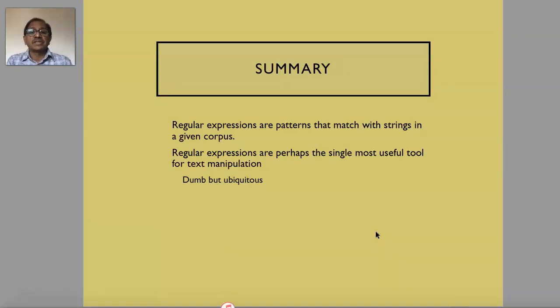Summary. What have we learned? We have learned that regular expressions are patterns that match with strings in a given corpus. They are the most useful tool for text manipulation. They are dumb. Why? Because whatever you give, they search only for that. They will not look for something else. They don't have that intelligence. But they are very powerful. They can search for a particular thing, however large the corpus may be, within seconds.